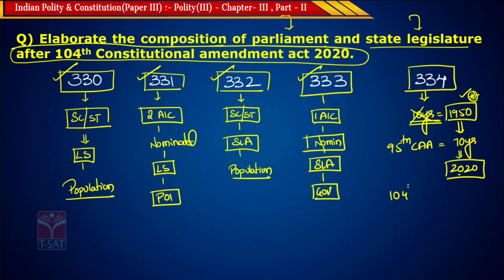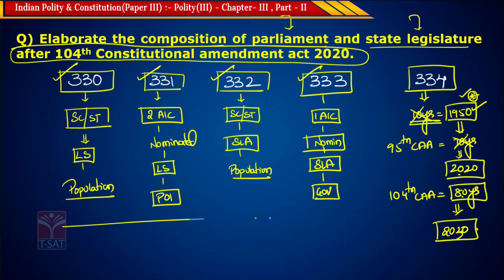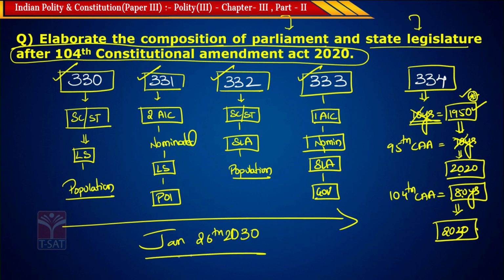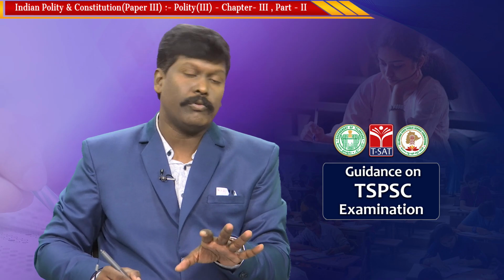Now the 104th Constitutional Amendment Act has replaced 70 years with 80 years. That is 80 years from 1950, till 2030. So these reservations now will continue till January 26th, 2030. That is the meaning. So this is the answer you need to give for this question.